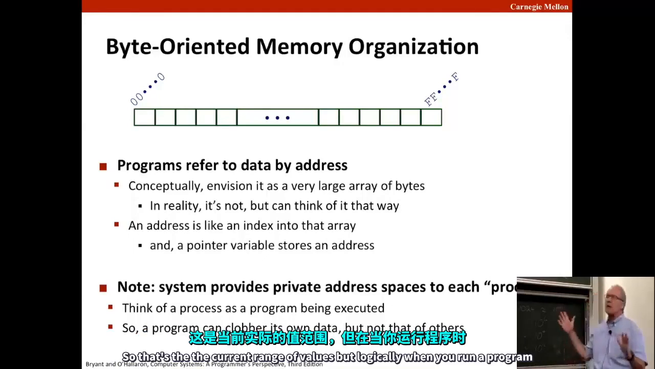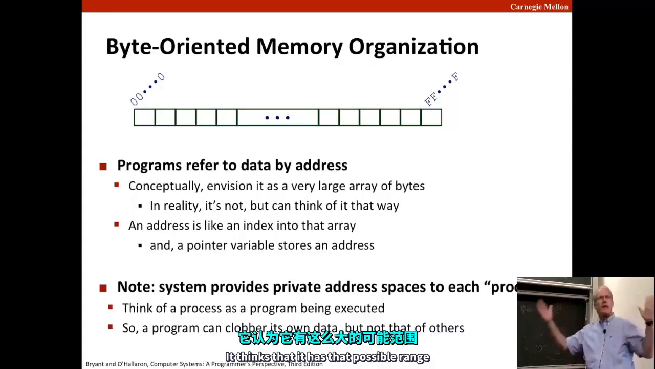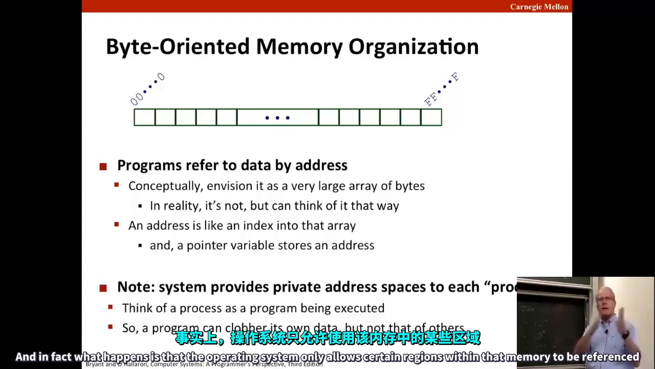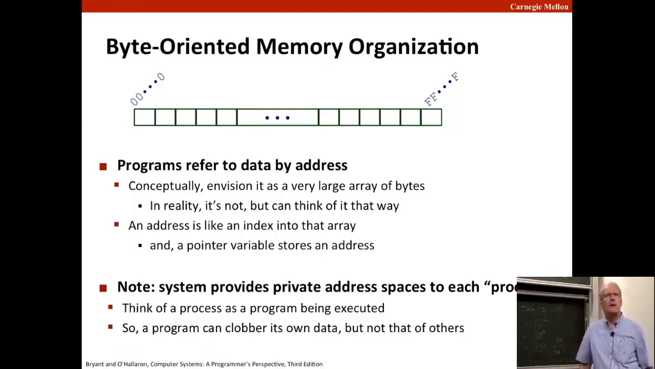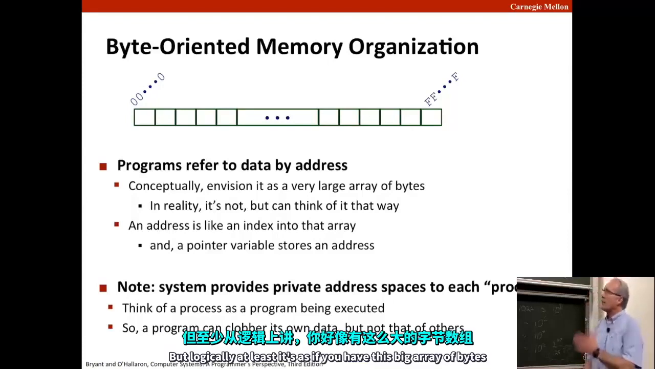But logically, when you run a program, it thinks that it has that possible range. Now, it doesn't really. In fact, what happens is that the operating system only allows certain regions within that memory to be referenced. For other regions, if you try to access them, it will signal an error, what they call a segmentation fault. But logically, at least, it's as if you have this big array of bytes.